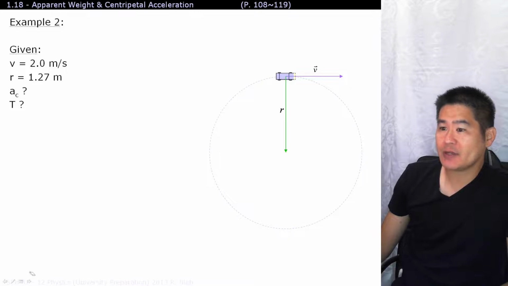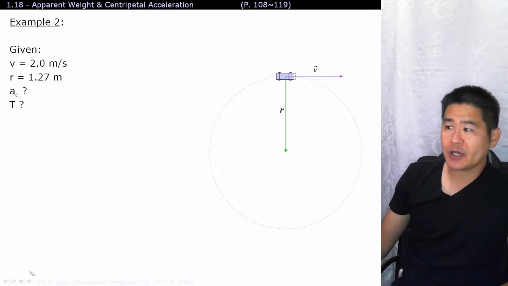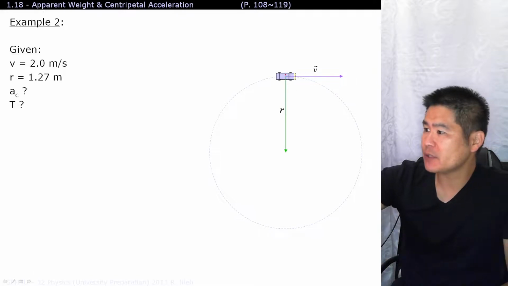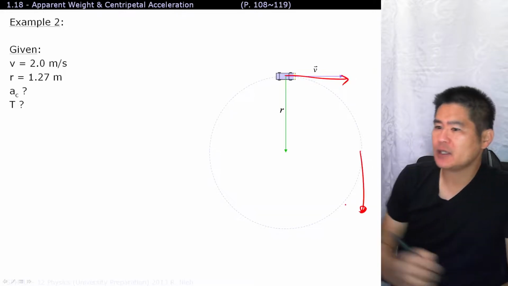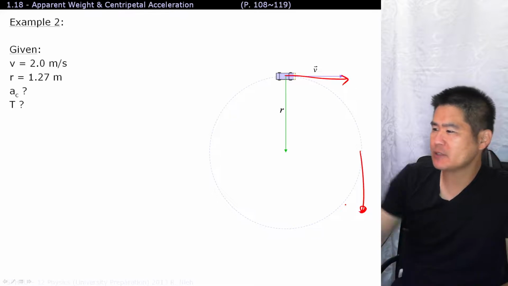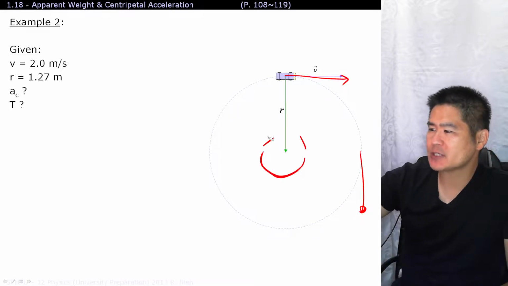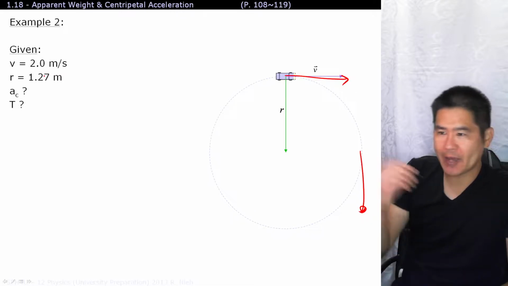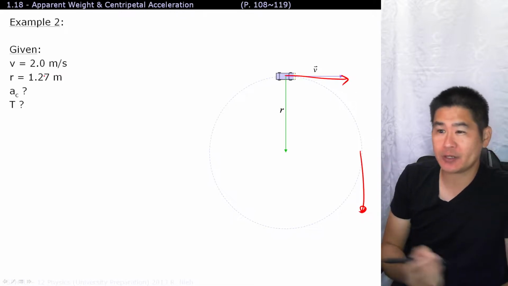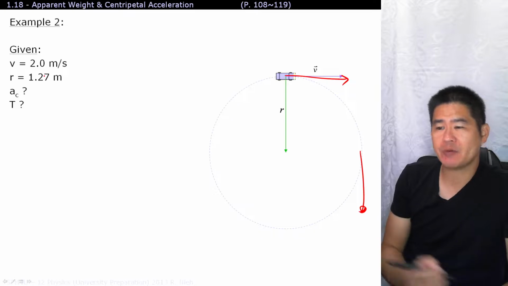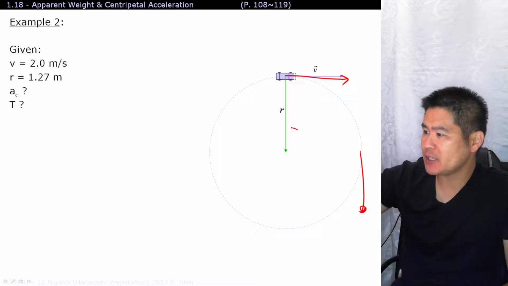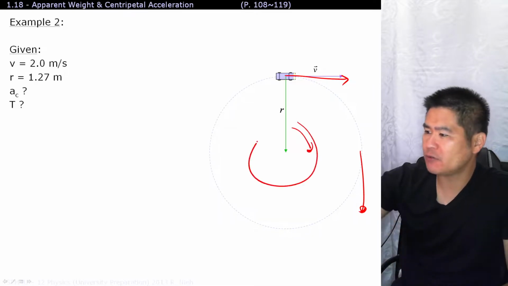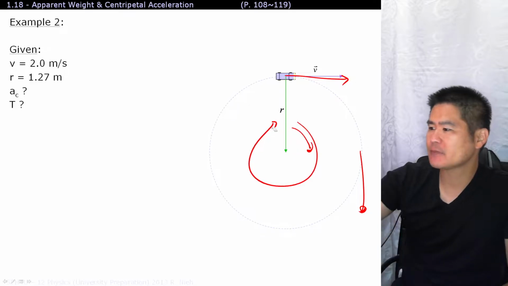So let's say that we have a very similar problem as before. We're traveling at 2 meters per second, and I've already calculated that the only way for you to go from here to here in that 1 second we talked about, meaning that you have 4 cases of it, is if your r is 1.27 meters. You can go back to example number 1 to calculate it for yourself. The radius has to be 1.27 meters in order to get from here to here in 1 second, or to go full circle in 4 seconds.